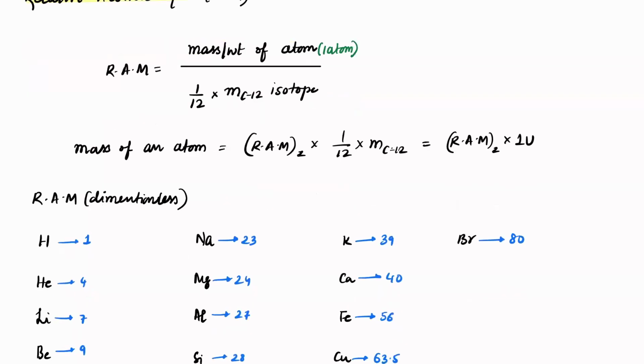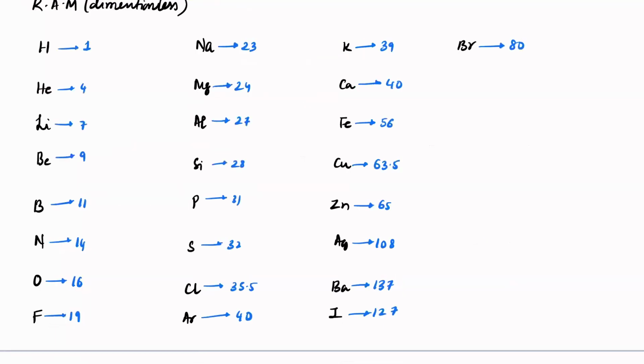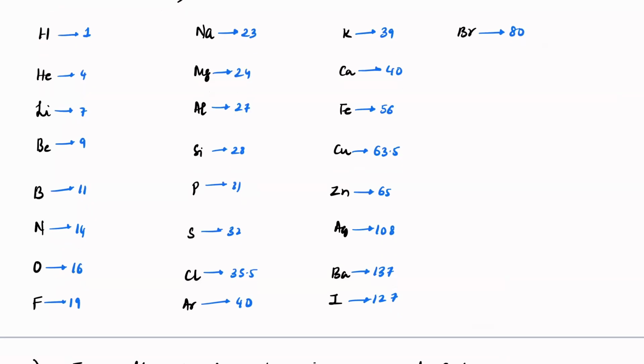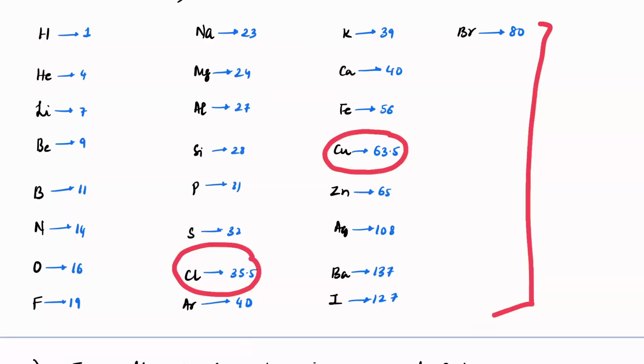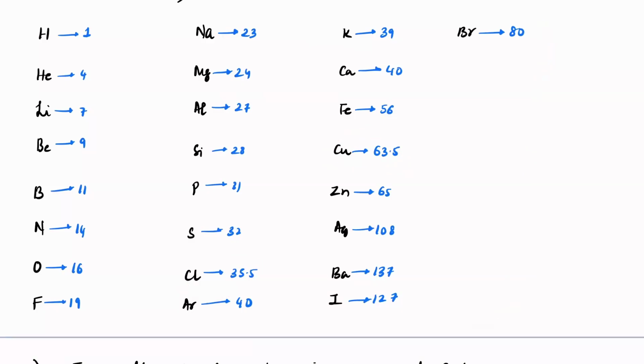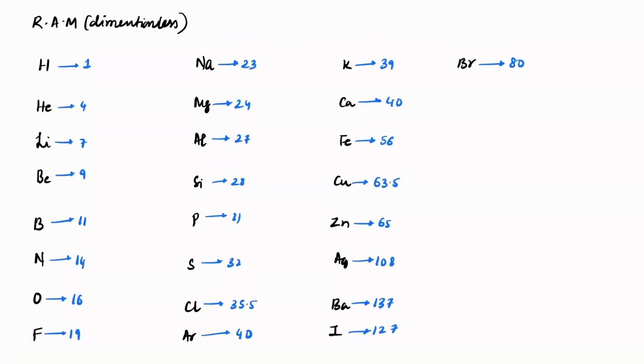And since this is grams by grams, RAM is dimensionless. And it will always match with the value of mass number in most cases, except if you notice the case of copper and chlorine. In most other cases it will always match with the mass number of an atom. So these are all relative atomic masses.